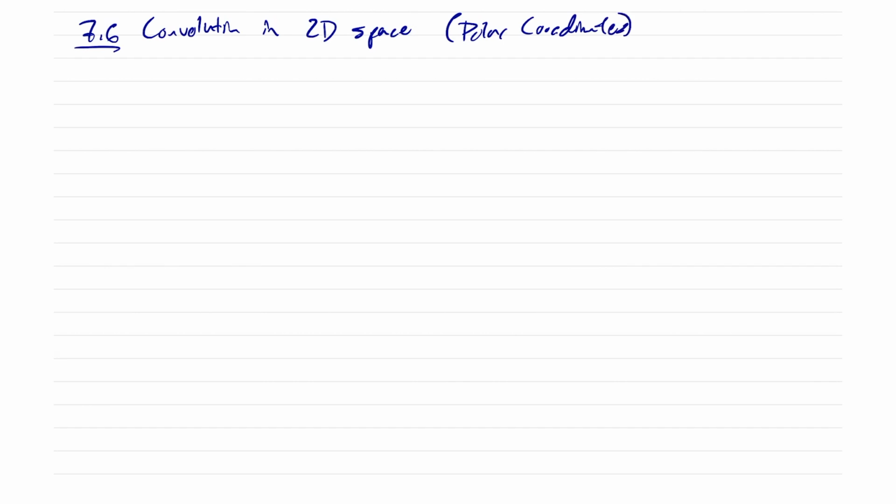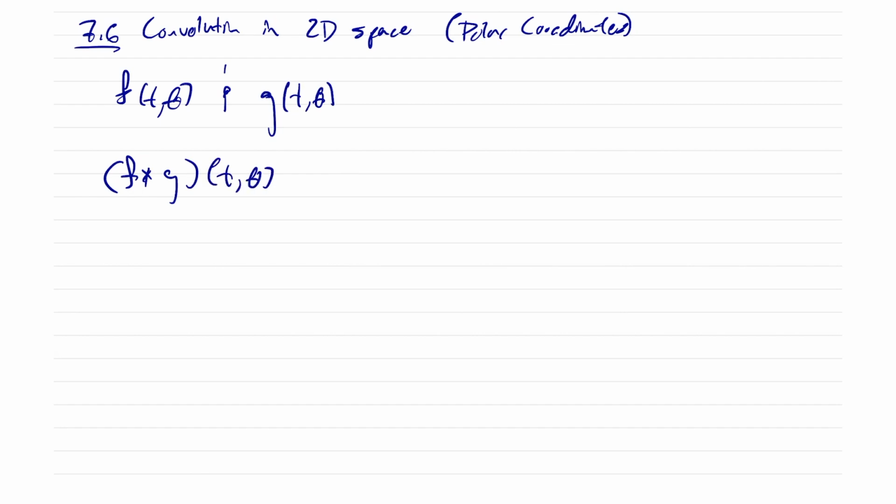Okay, so now for what follows, we need to define what we mean when we say the convolution in two-dimensional space. He has a brief section here, convolution in 2D space. Basically we're thinking of this in polar coordinates, because that's usually where these things are happening for us. Generally speaking, we're going to have two functions, f of t, theta, and g of t, theta. And we define f star g acting on t, theta in the following way.